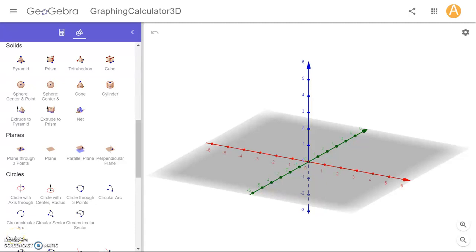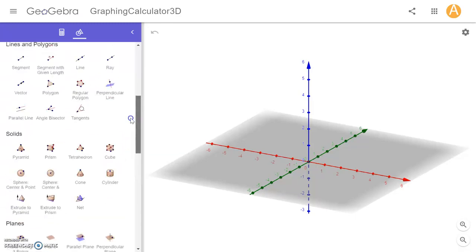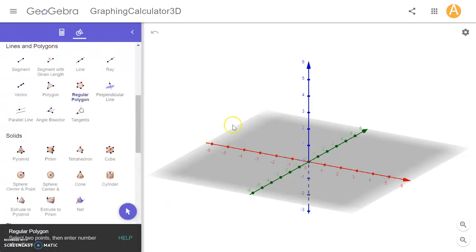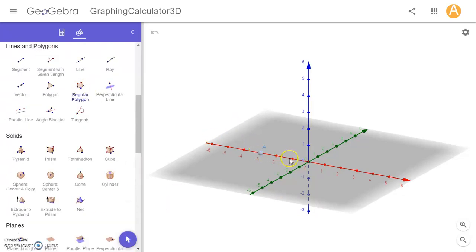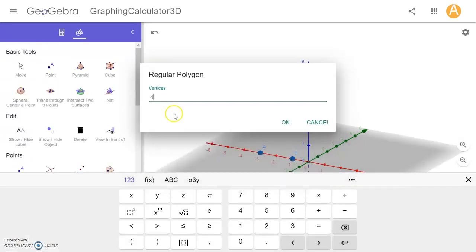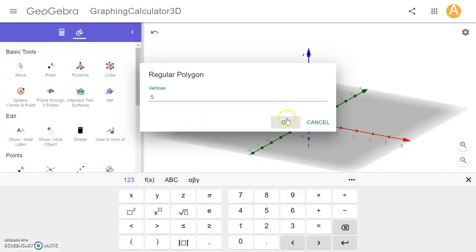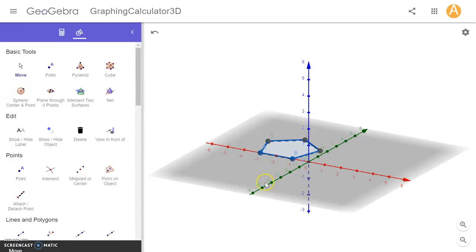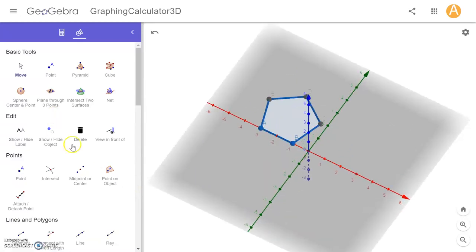This video will explain how we develop the surface area formulas for prisms and pyramids. To start with the prism, I'm going to start with its base. And for this base, I'm going to create a regular polygon. I'm going to make a regular pentagon, as we can see here.